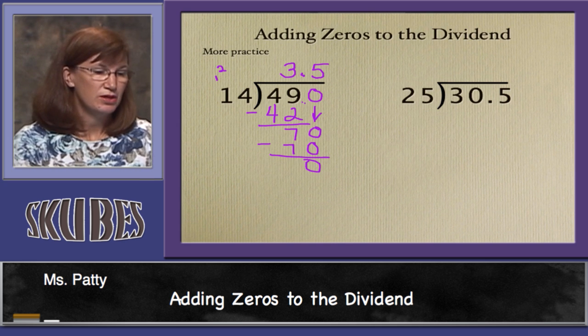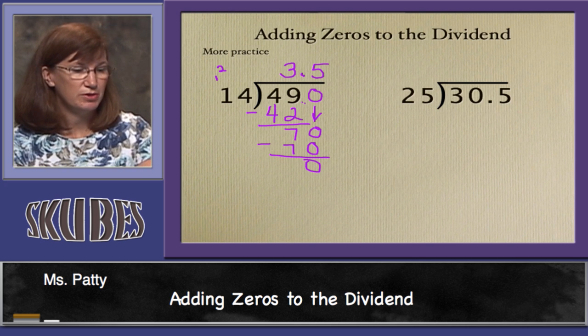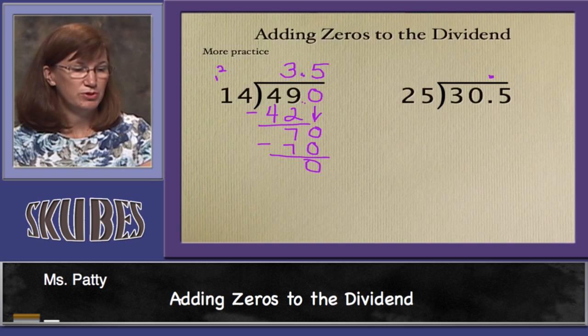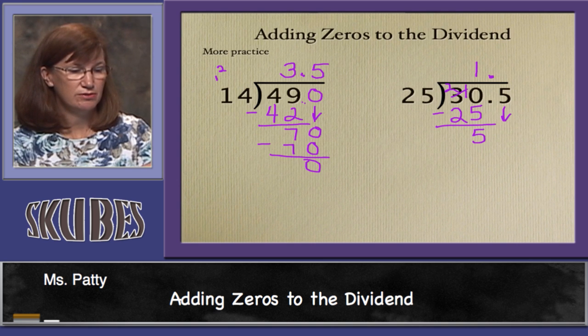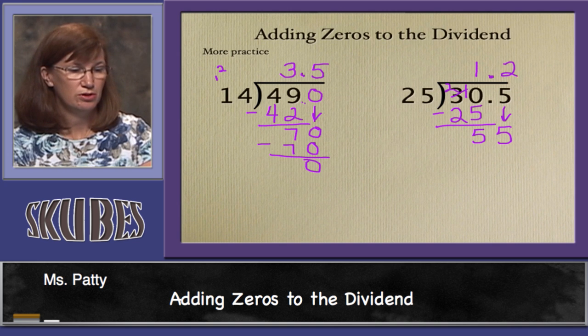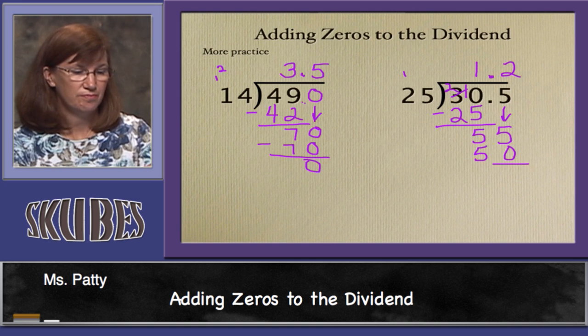Let's do another problem. We have 30.5 divided by 25. Since there's a decimal already there, I'm going to put it in my quotient to start with, and let's start dividing. 30 divided by 25 would be 1. 1 times 25 is 25. We'll subtract. We get 5. We already have a 5 to bring down, so we'll bring it down. 55 divided by 25 would be 2. 2 times 5 is 10. Carry our 1. 2 times 2 is 4, plus 1 is 5. We subtract and we get 5.